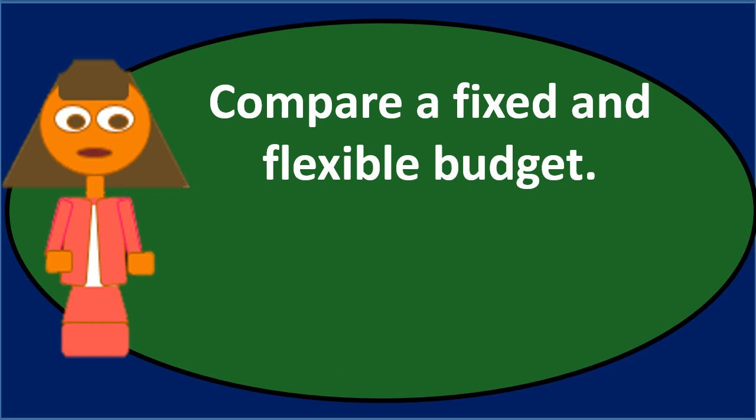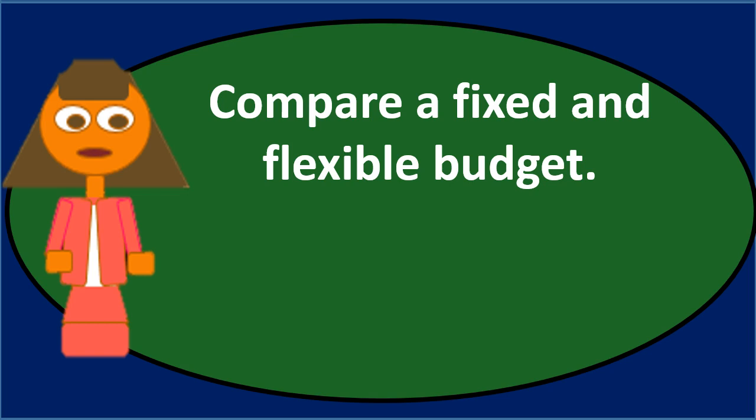A fixed budget is generally prepared before an operating period and presents sales and expenses for a single production amount. And so that's going to be a fixed type of budget, meaning we're going to have a set of numbers, a set amount of production level, and that will typically be what the fixed budget will be based on.